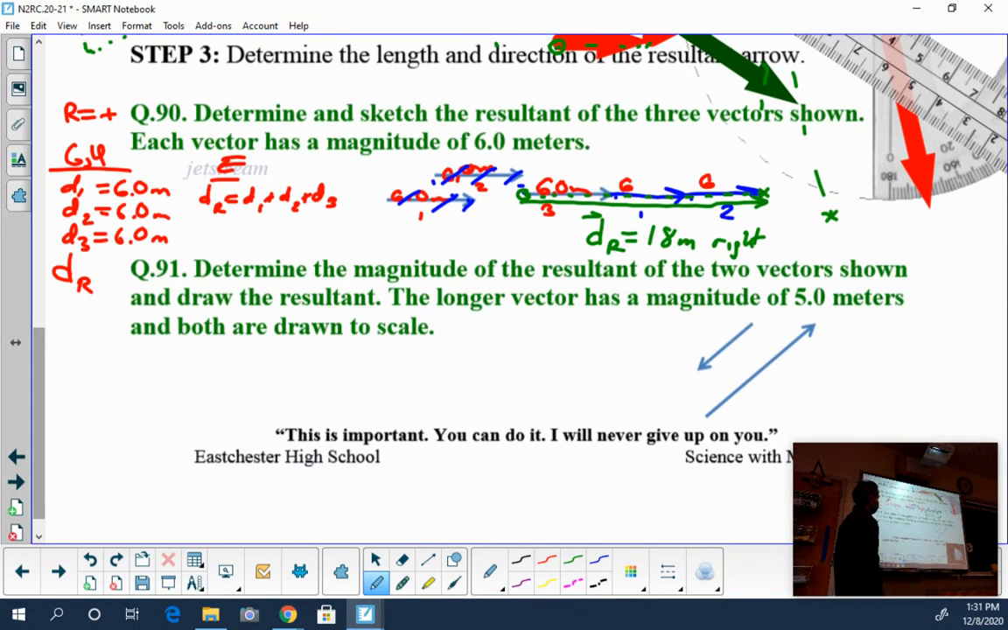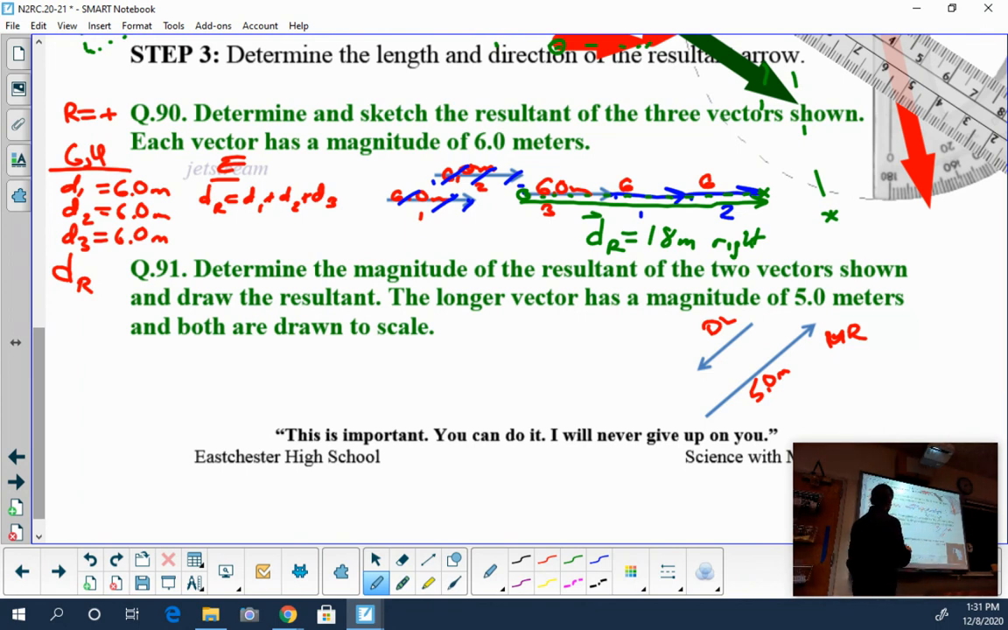How about this one here? Determine the magnitude of the resultant of the two vectors shown and draw the resultant. The longer has a magnitude of 5. So this one is 5 meters. You can call this one up and to the right. And this one is down and to the left. In fact, you can see they're exact opposite directions. So that kind of helps us a little bit here.